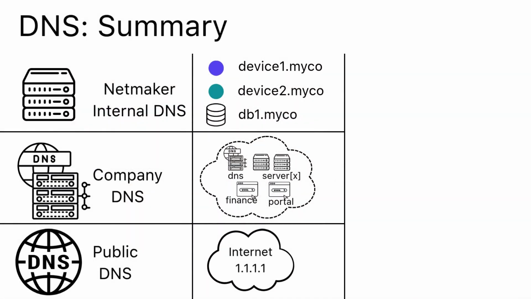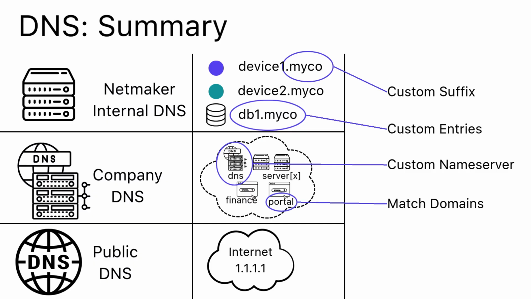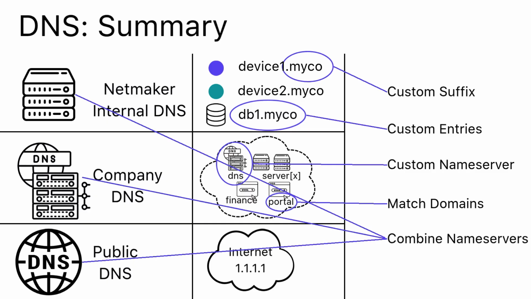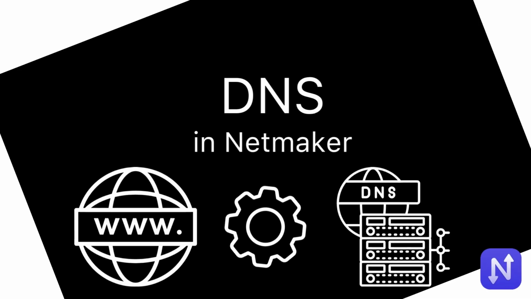In summary, Netmaker gives you an internal DNS server, as well as options to rely on custom public and private nameservers, depending on the scenario. You can set custom suffixes, create custom entries, use a custom name server, configure match domains, and combine all of these options into one seamless DNS system. And that concludes our overview of DNS in Netmaker.